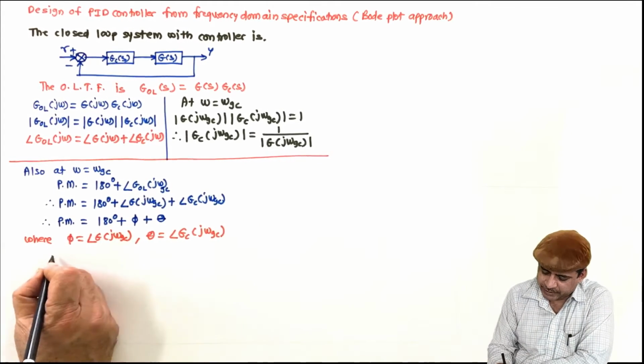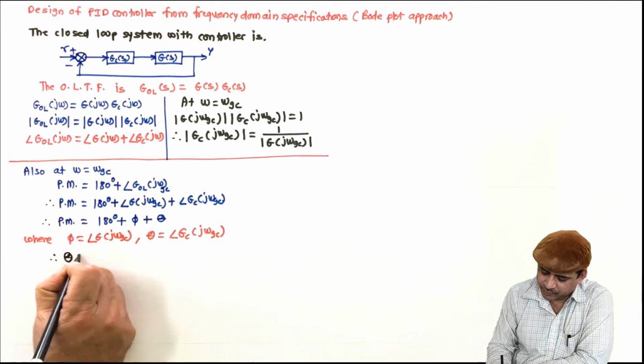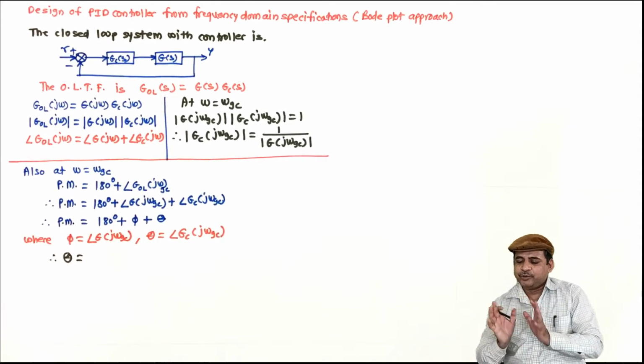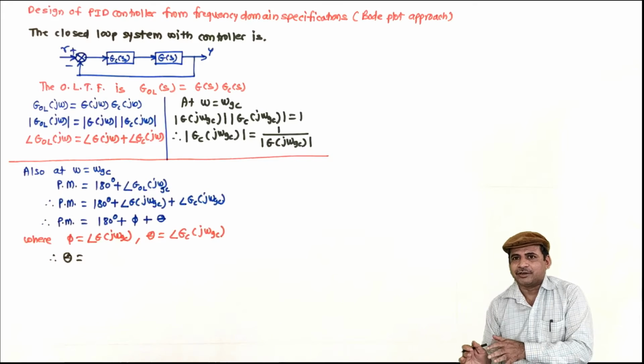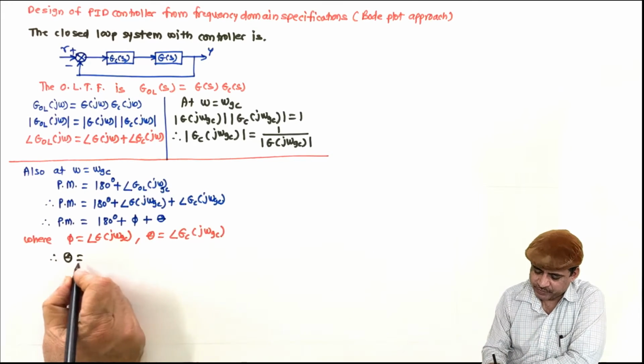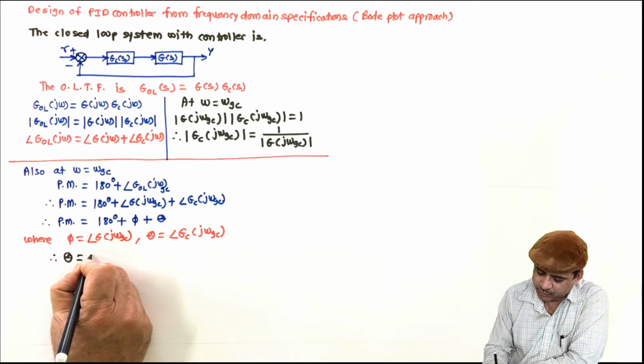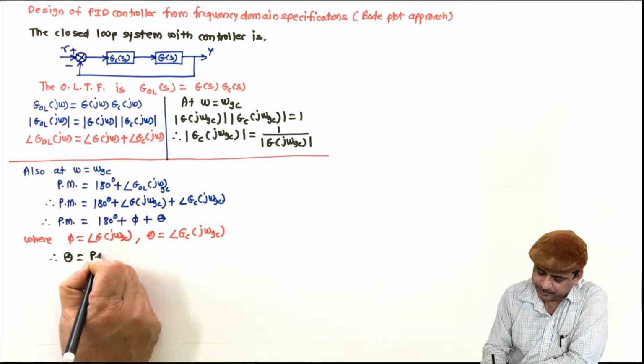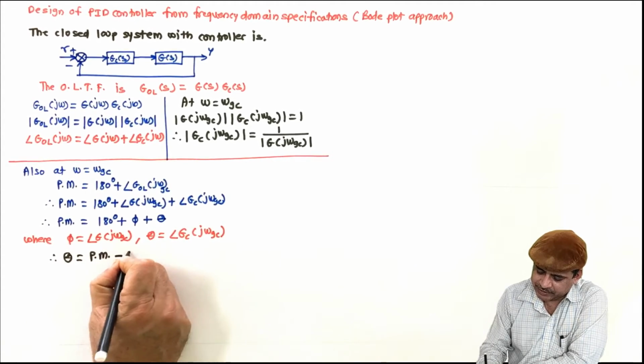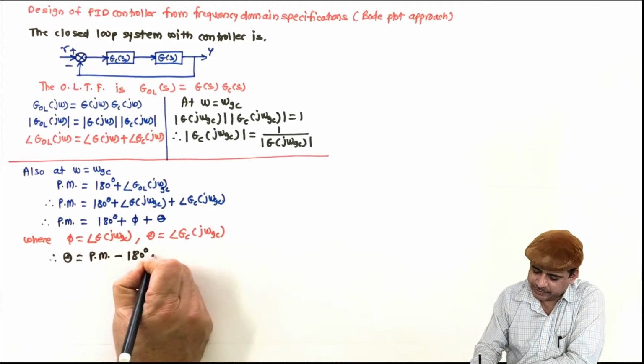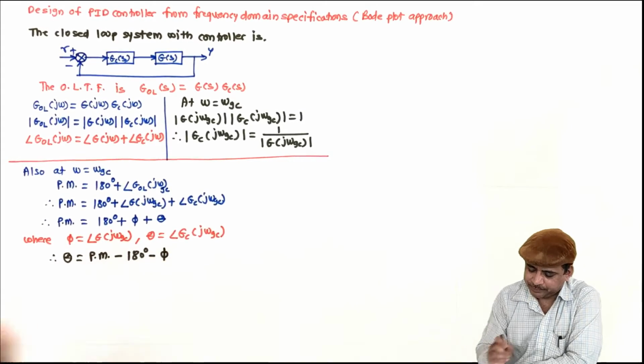And so from this what I get, theta, that is the angle to be contributed by the controller to get that phase margin. So for example, theta will be equal to Pm, the given phase margin, minus 180 degrees minus phi.